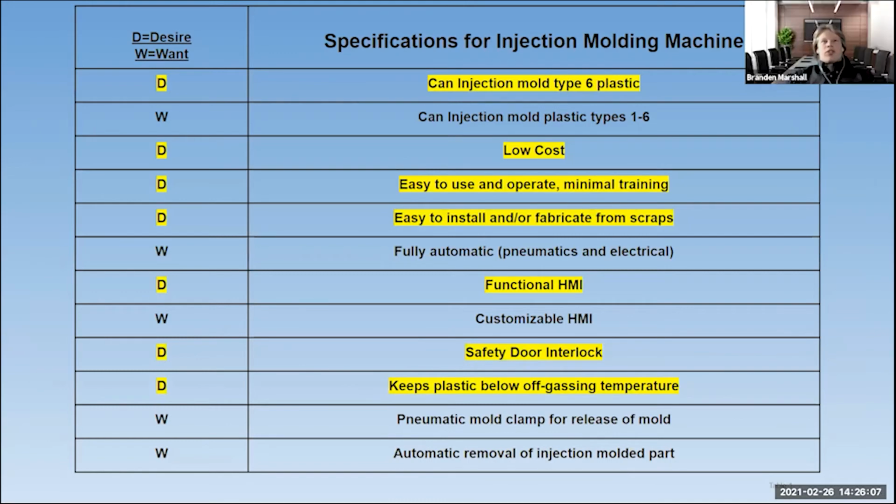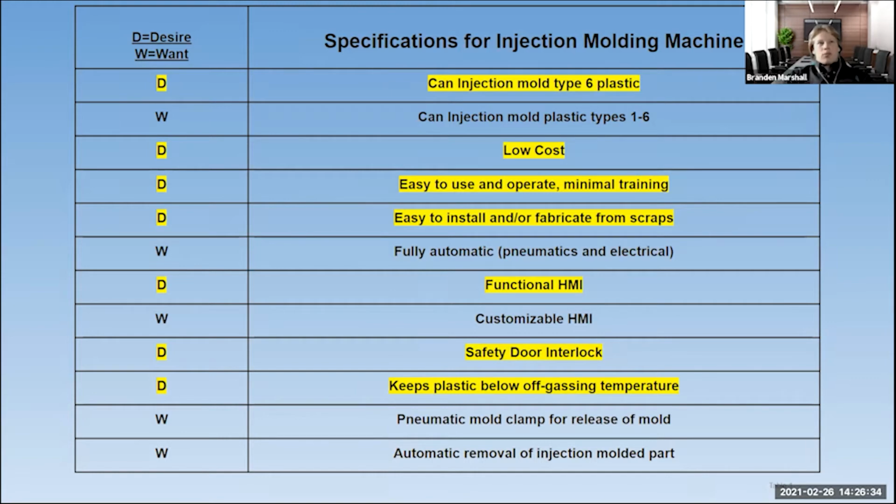All right, so this is our performance specifications chart. We have laid out a number of desires and wants that we wish to include in our injection molding process. But before I get into any of that, it is important to know what we consider to be a desire and what we consider to be a want. For a desire, we classified it as something that we must include, whereas a want is something that we want to include, but we can focus on later.